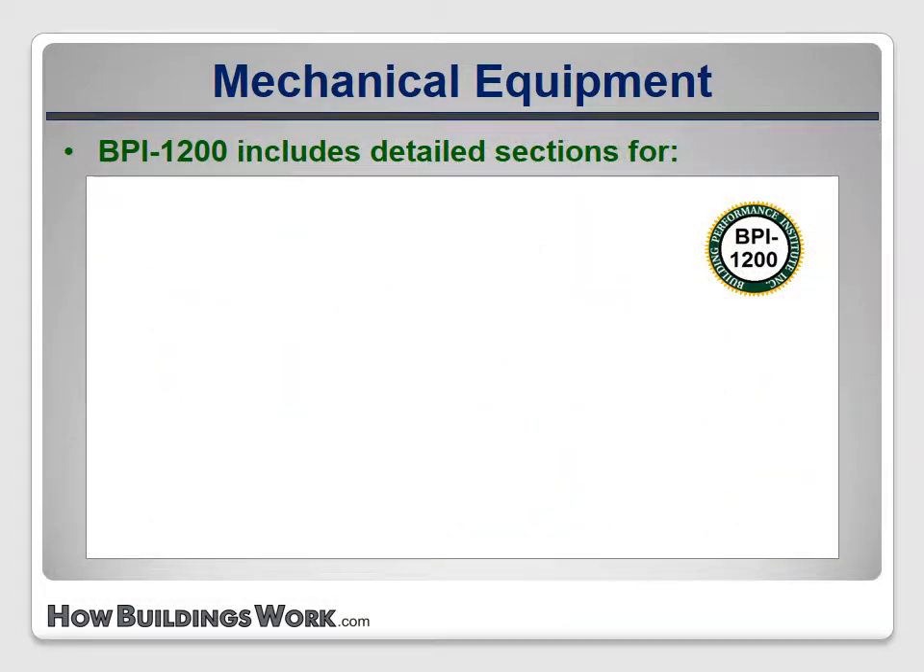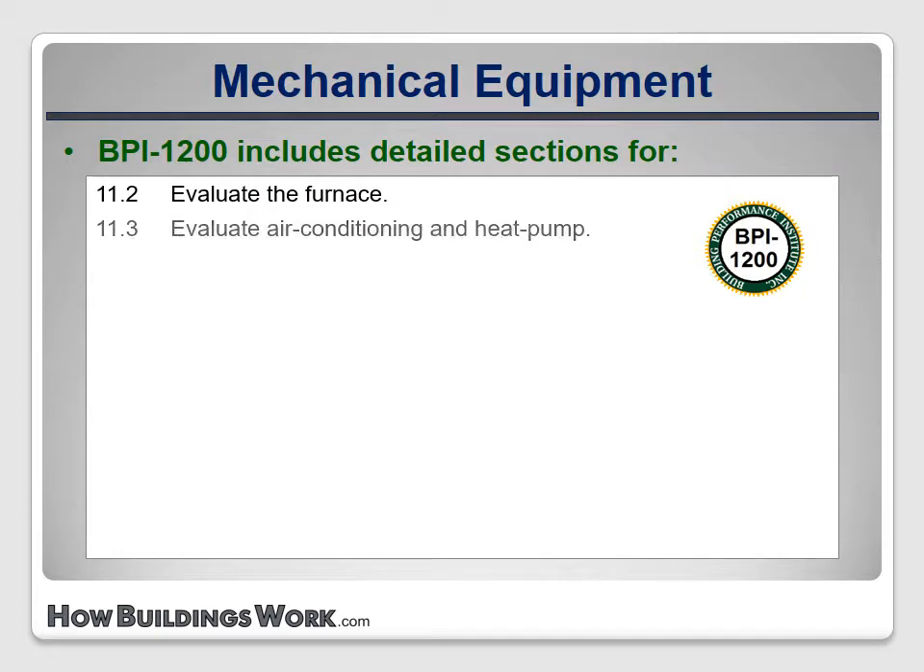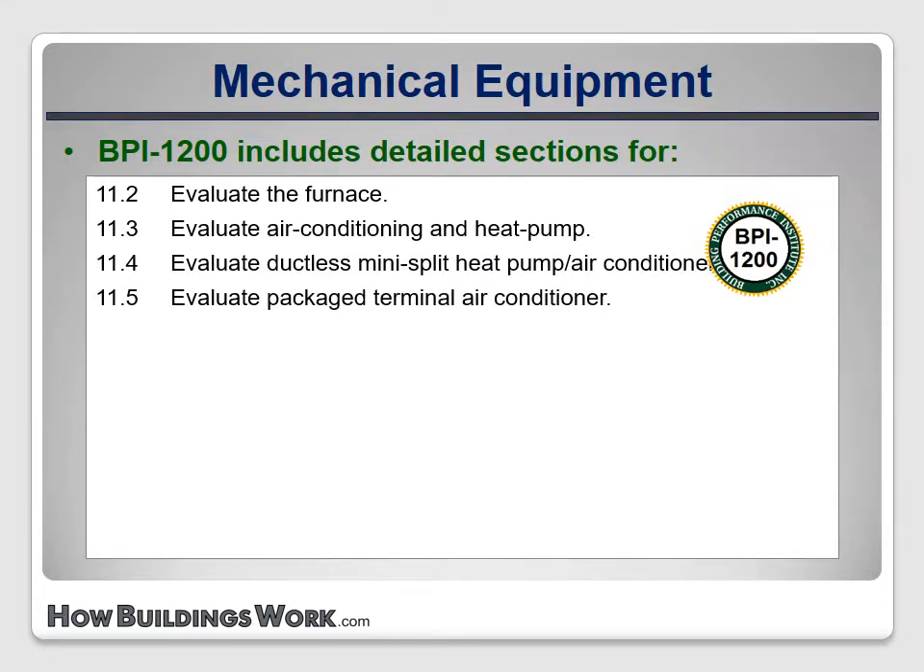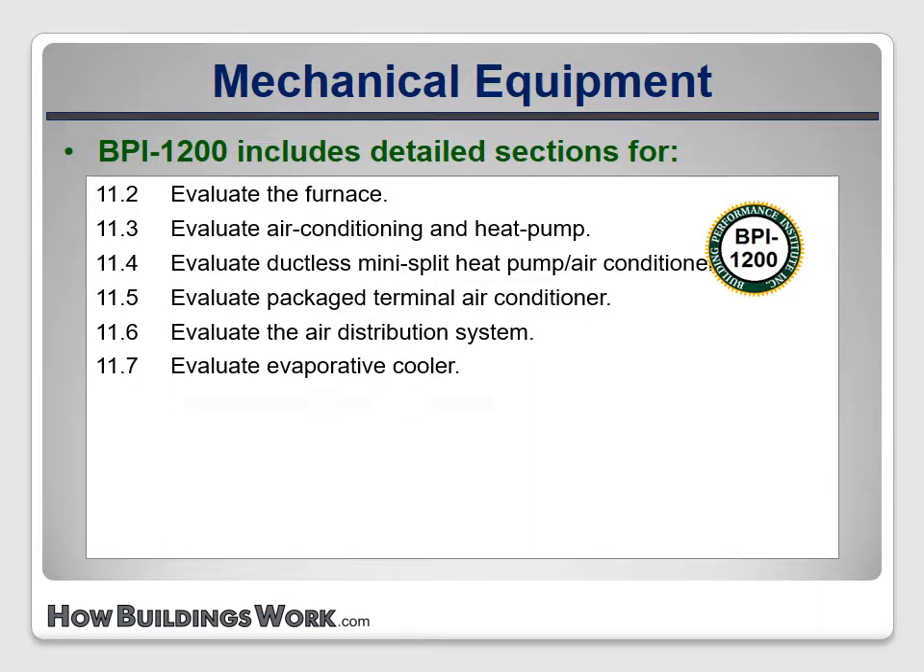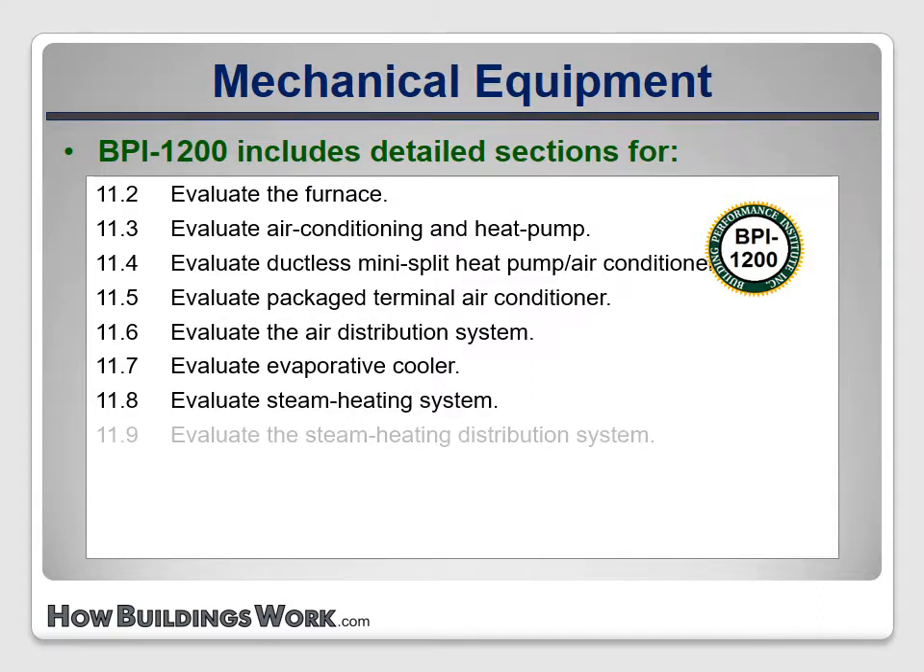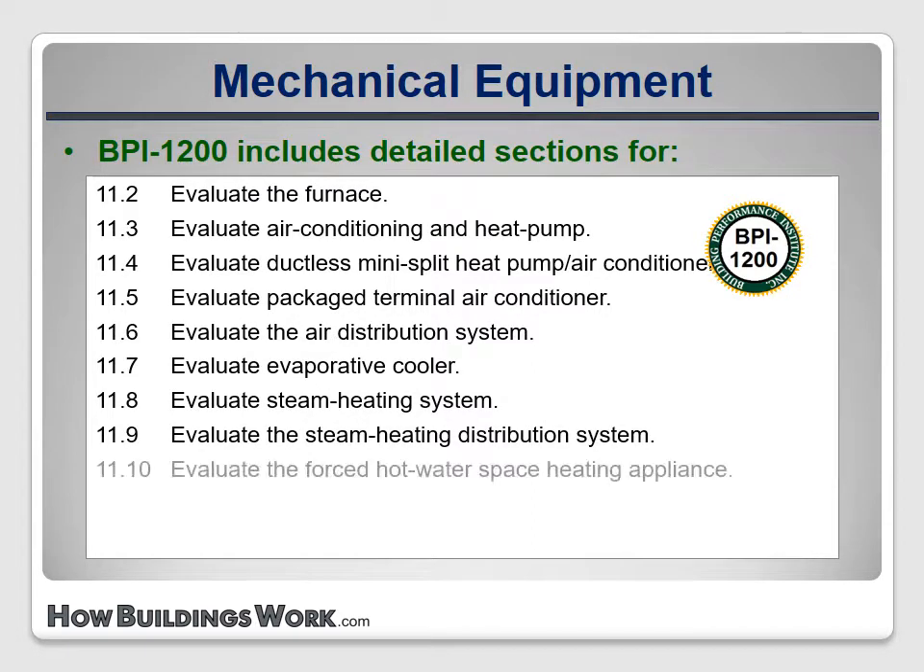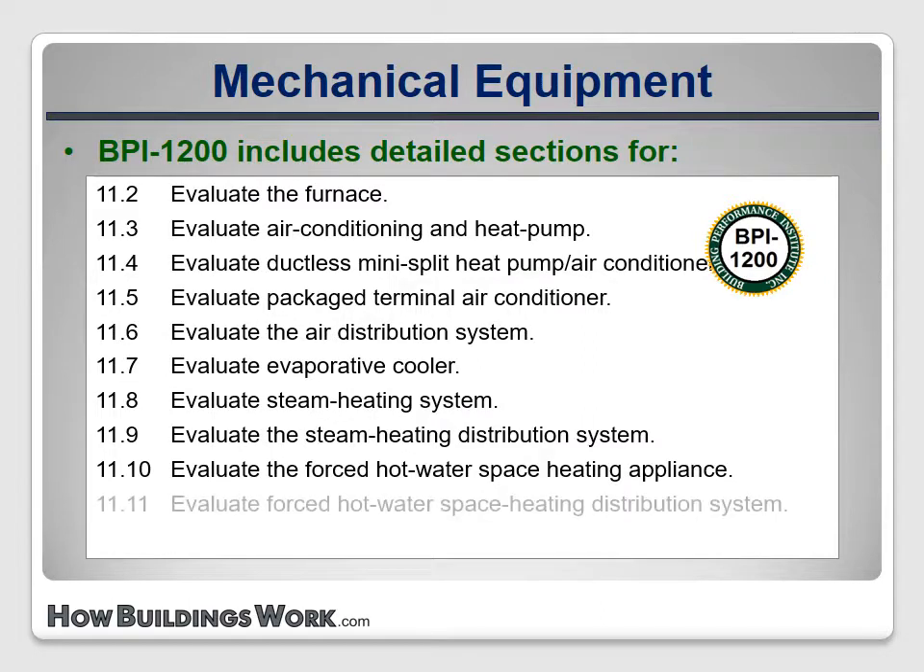BPI 1200 requires this same type of detailed assessment for 11 different appliance and distribution system types: furnaces, central air conditioners and heat pumps, ductless mini-splits, packaged terminal air conditioners, ducted distribution systems, evaporative coolers, steam heating systems, steam distribution systems, hot water heating systems, hot water distribution systems, and domestic water heaters.